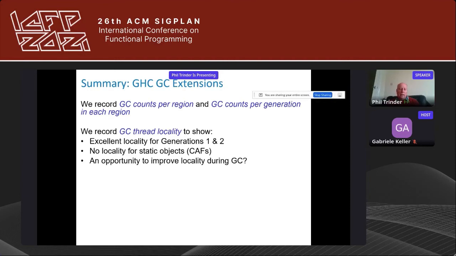Thread locality, looking at GC thread locality, shows good locality for generations 1 and 2, no locality for static objects, and possibly the opportunity to improve locality during GC. As I say, that's the kind of trick that other language implementations have used effectively.